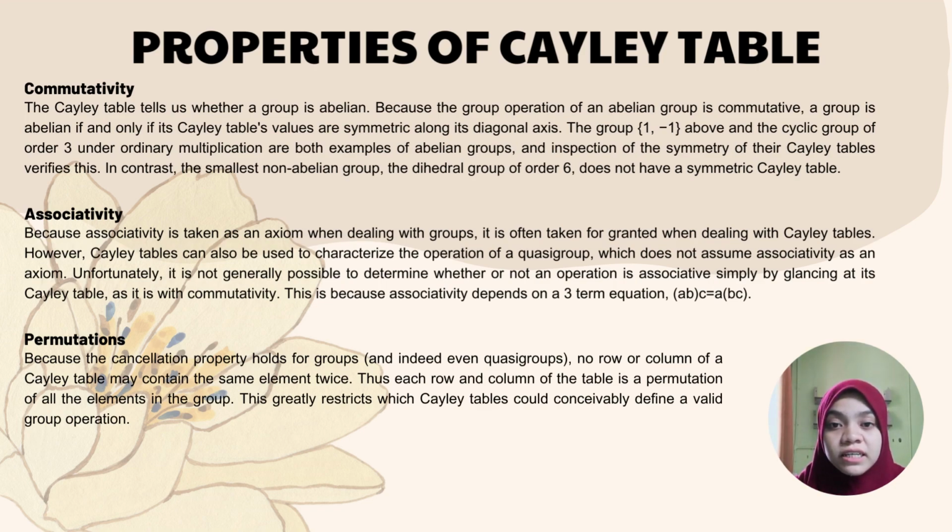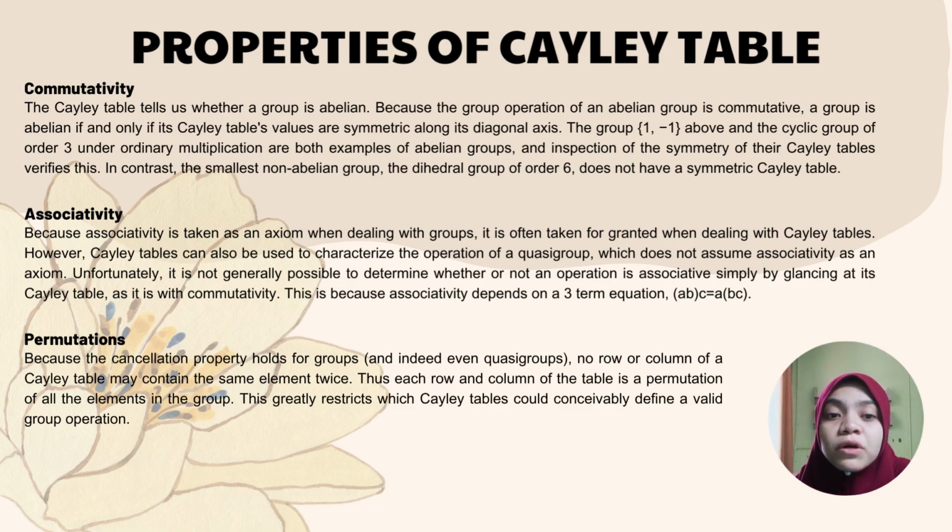But because the cancellation law holds, we can conclude that if AX equals AY, then X equals Y. It is a contradiction. Therefore, our hypothesis is incorrect. A row cannot contain the same element twice. Exactly the same argument suffices to prove the column case.